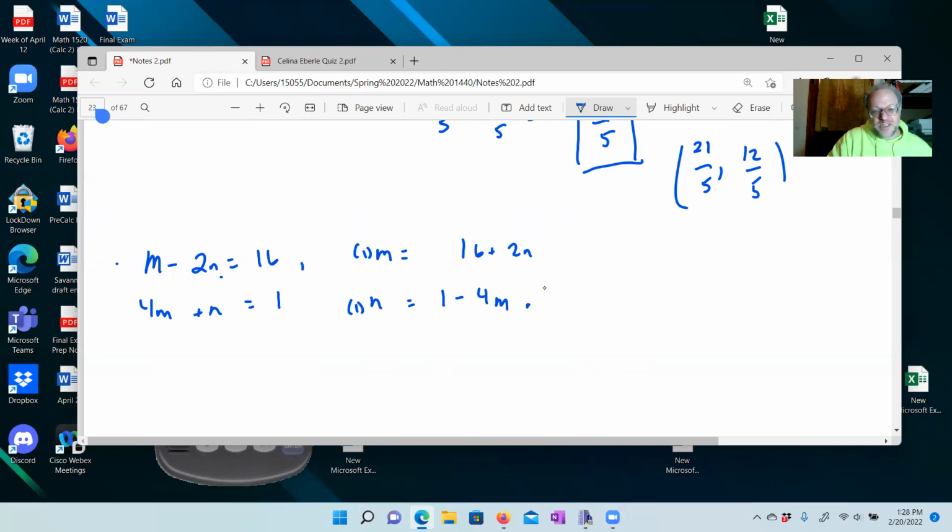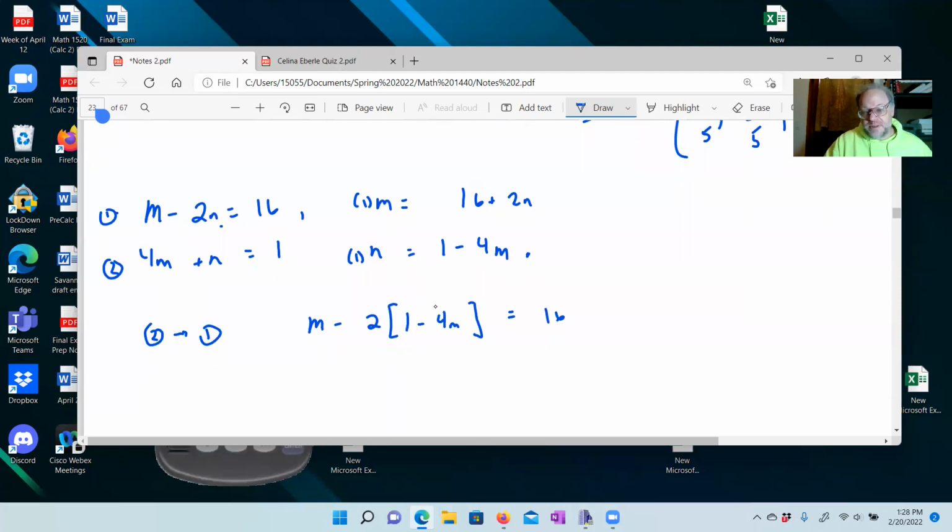So this was from equation 2. This was from equation 1. We're going to push equation 2 into equation 1. So here we have m minus 2n. What the heck was n? N was 1 minus 4m, is equal to 16. So we have to distribute, so we're going to get m minus 2, plus 2 times 4 is going to be 8m. Why plus? Because we have a minus here and a minus here, so that's 2 of them, and then we have equal to 16.